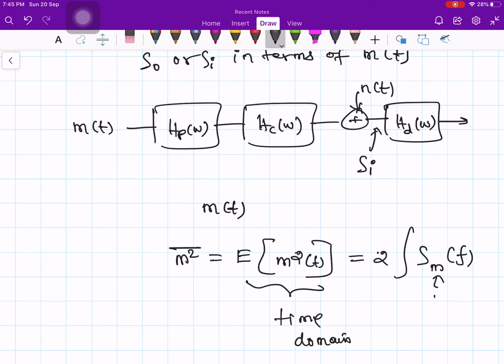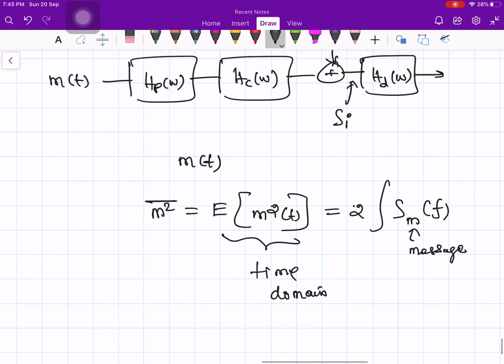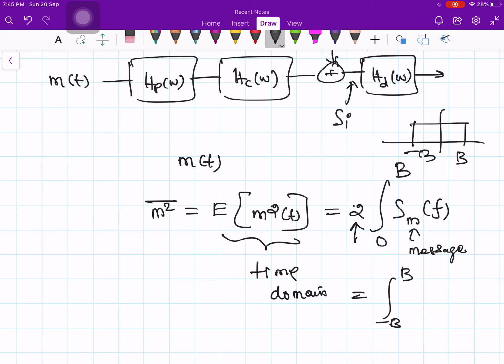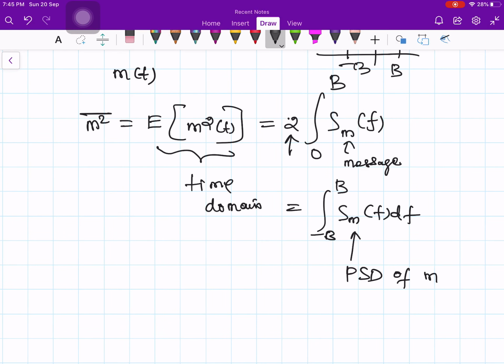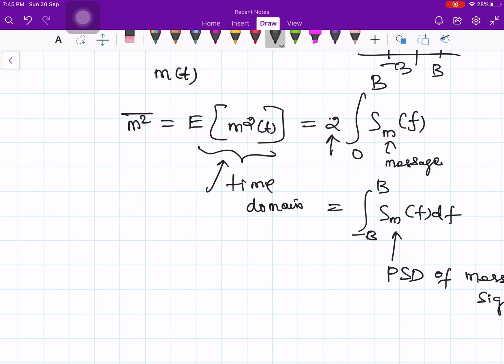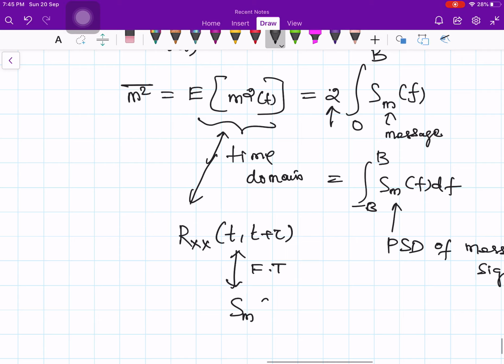Here m indicates message. So the integral from 0 to B hertz, with a factor of 2 because you are considering from minus B to plus B. Or you can put minus B to plus B of S_m(f) df. Either way we can calculate. What is my S_m(f)? It is the power spectral density function of the message signal. In the time domain I cannot directly calculate; what you can do is calculate R_xx(t, t plus tau), take the Fourier transform to get S_m(f), and from this you can find the power. In the time domain you cannot find the power.